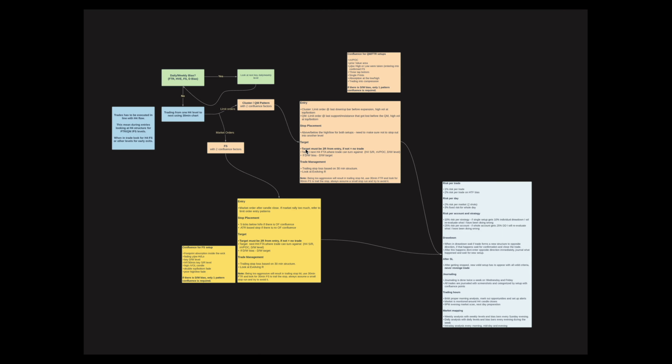Target must be 2R from entry. If no trade. This is something that I mentioned in a risk management video. I am only taking trades which are 2R and more. It is what it is. You want to do as many things as possible to have these probabilities on your side, and taking trades like these is definitely one of those things.